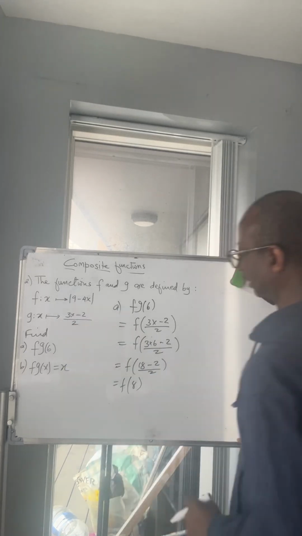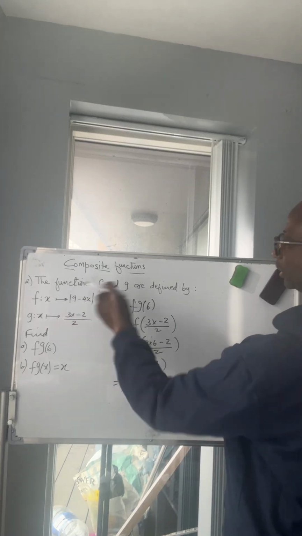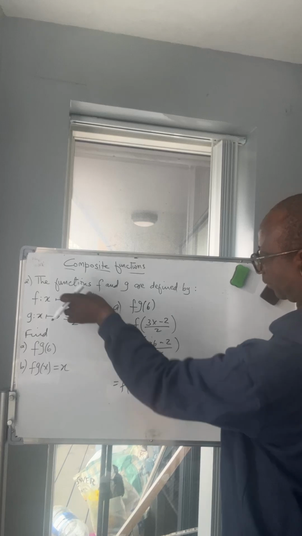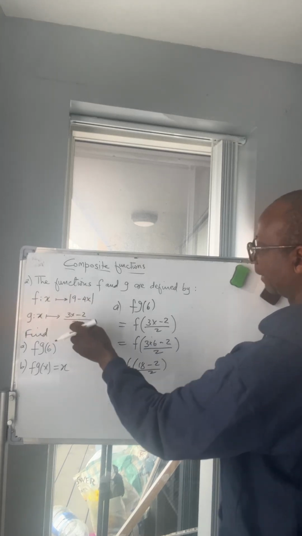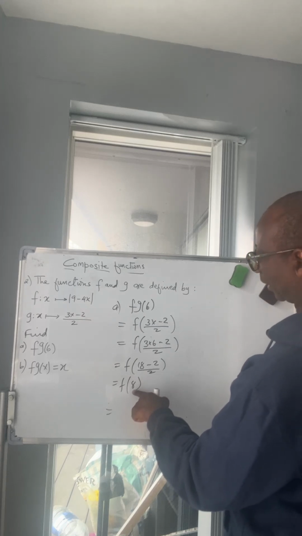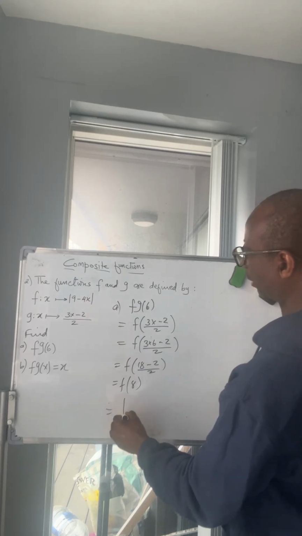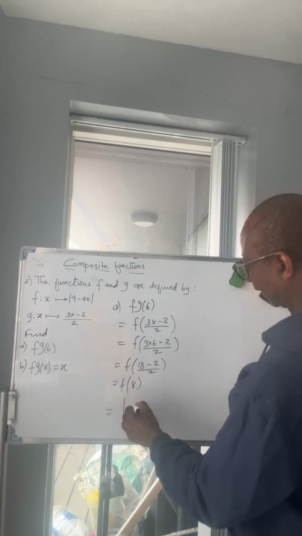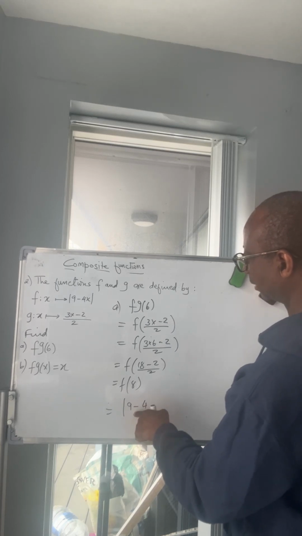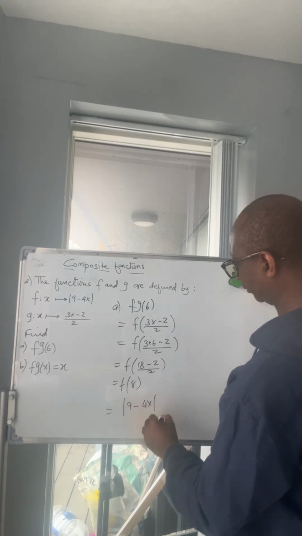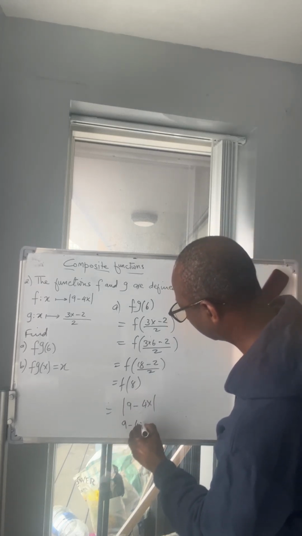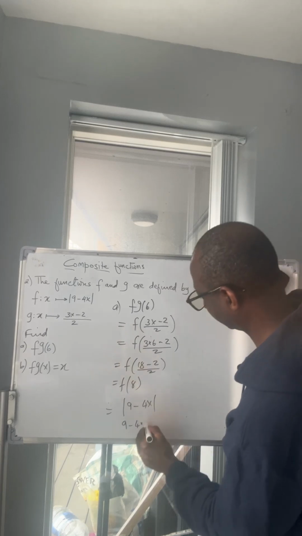It's not finished yet. But what is f of 8? We'll now come to this equation. This is f of x, so which means we have f of 8. In this equation now, you will have 9 minus 4 times x. So this gives you 9 minus 4 times 8.